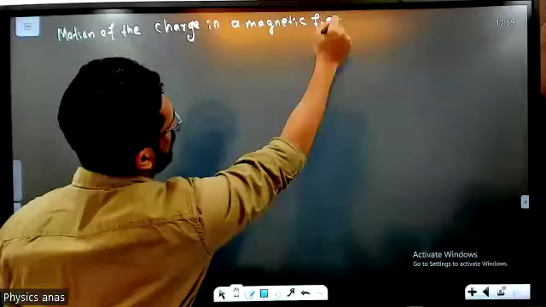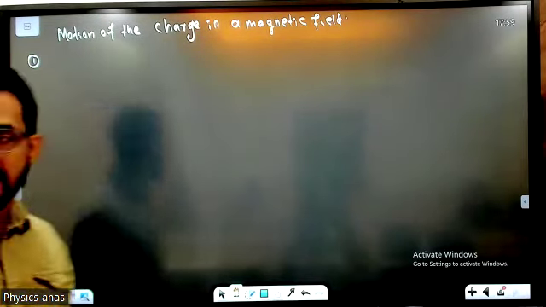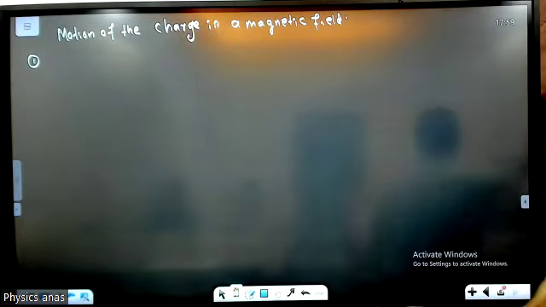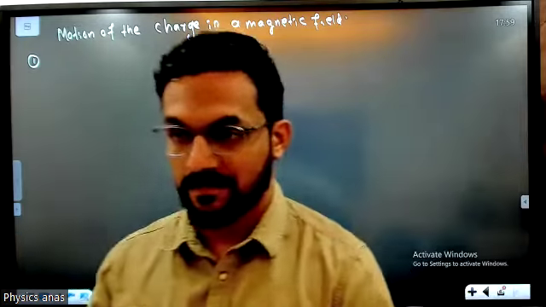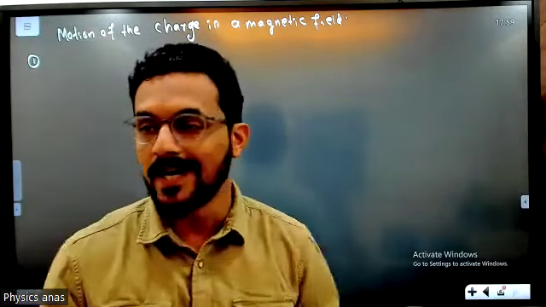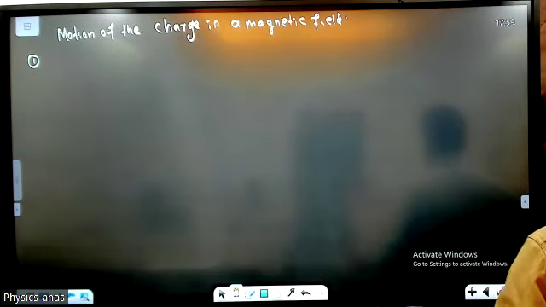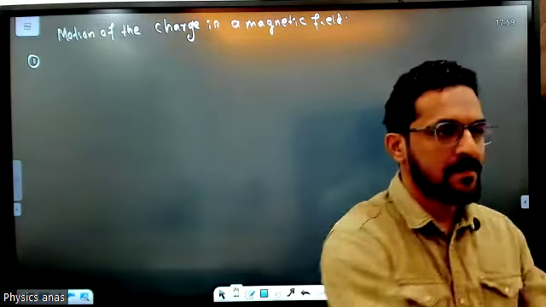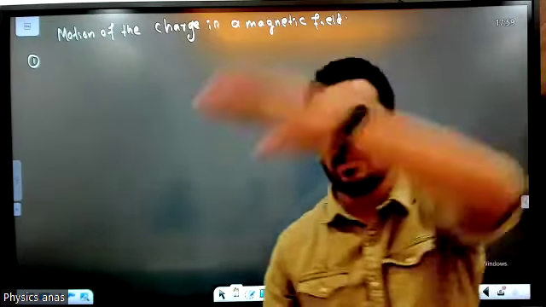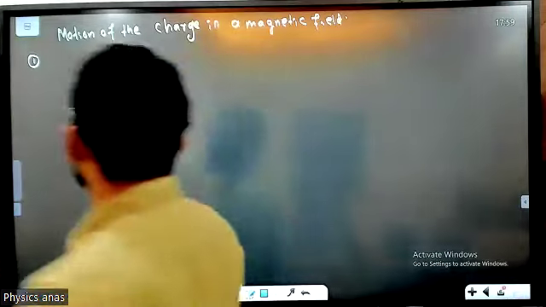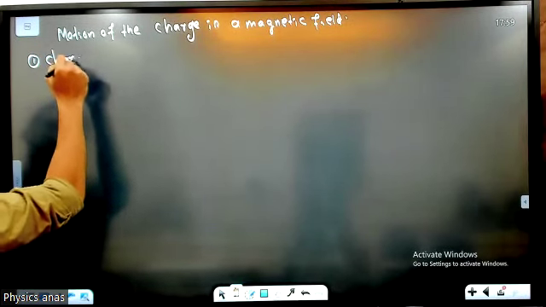What is our first case? Charge entering the magnetic field at an angle theta equal to 0 or theta equal to 180 degree. Theta equal to 0 means parallel to the field. Theta equal to 180 means anti-parallel to the field. So the first case is charge entering the field.